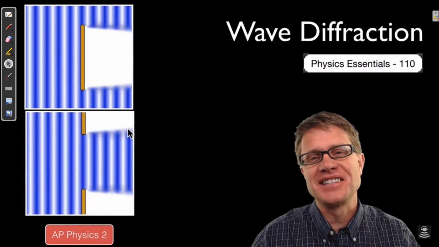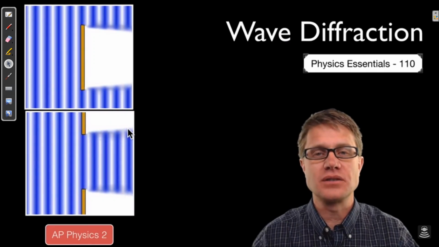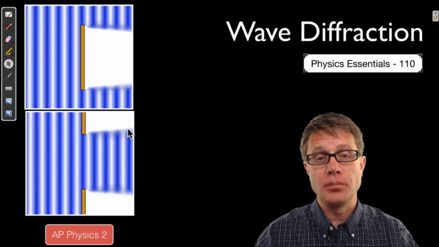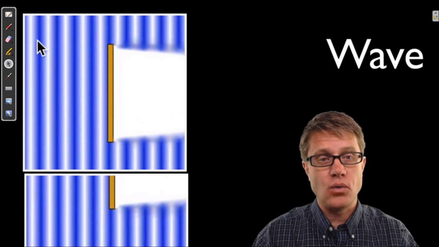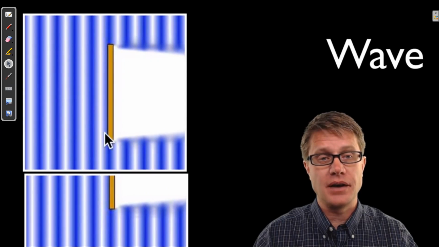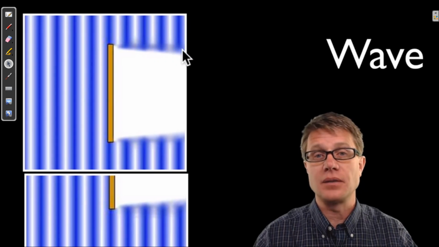Hi, it's Mr. Anderson, and this is AP Physics Essentials video 110. It's on wave diffraction, which is the bending of waves as they move around an obstacle or through an opening. And so you can imagine these are water waves here moving from left to right, and this is an obstacle put in their path. And so as these ones on the top, they just keep going and going and going, but these ones right here are being diffracted. They're slightly bending around that obstacle.